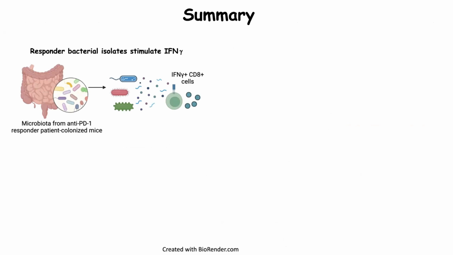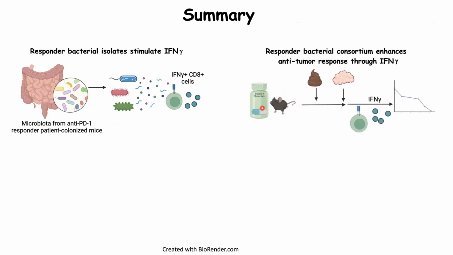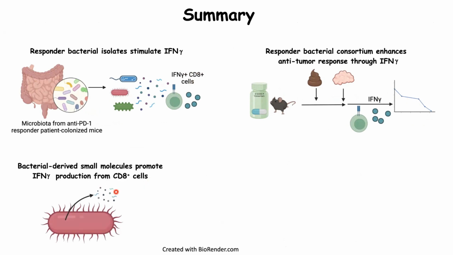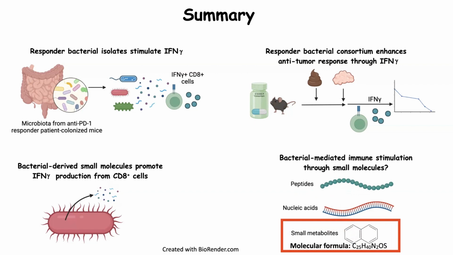So in summary, to finish that, I told you that microbiota from an anti-PD-1 responder patient, if we put it in the mouse, we have an increase in interferon gamma CD8 positive T cells. We could identify bacteria that when we put in a mouse, we have decreased tumors. We know that this bacteria from that consortium produce a small molecule that induces interferon gamma, well, the supernatant. And we were able to identify a small molecule that is responsible for this effect.